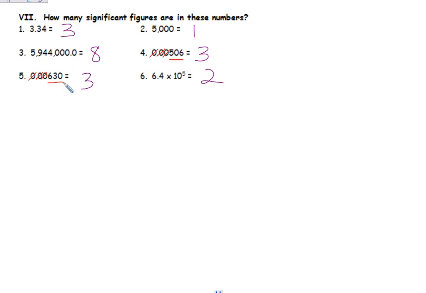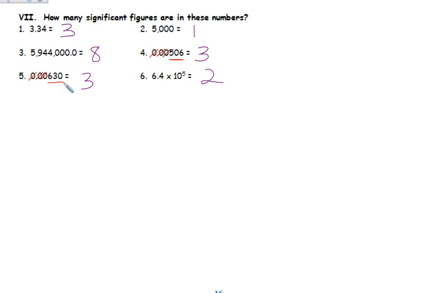The last one, we should make note. In scientific notation, the significant figures are what you leave out in front. You do not need to put this in long form. So if somebody has just 6.4 times 10 to the 5th, they mean for just the 6 and the 4 to be significant.